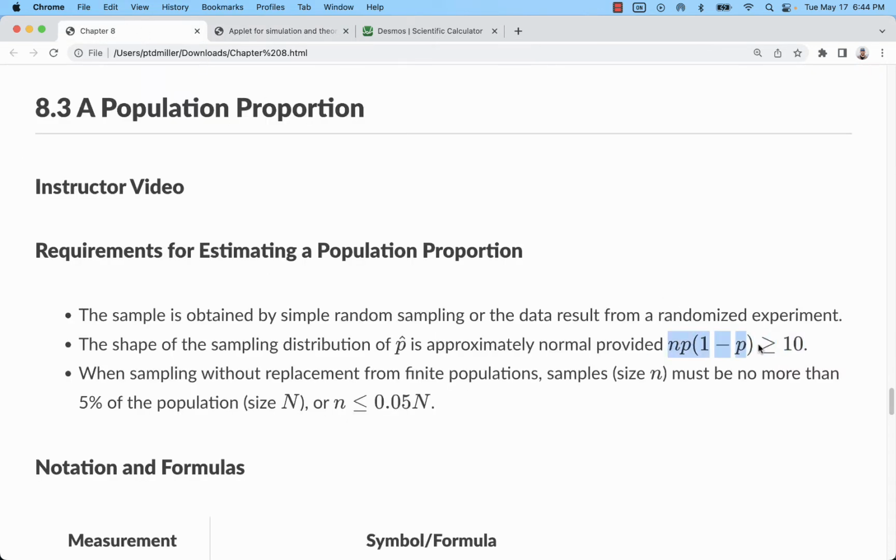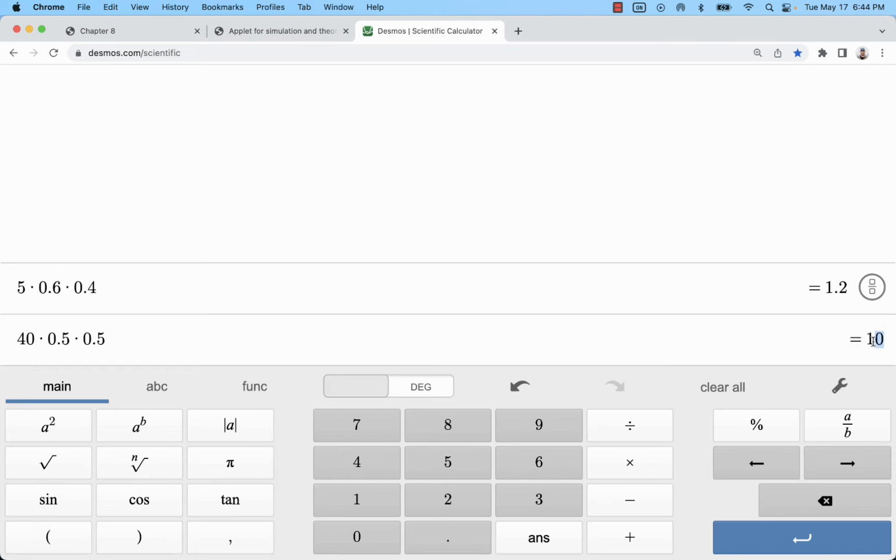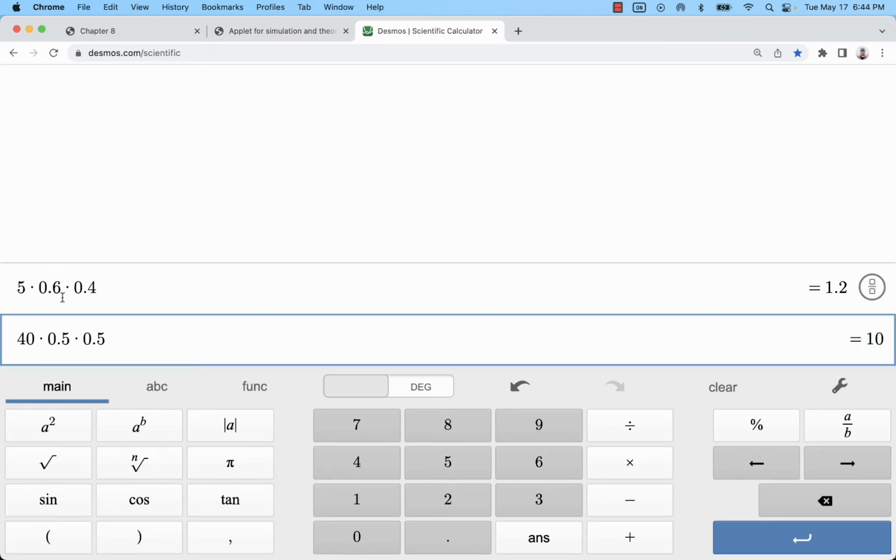So if you do meet this requirement, you don't even really run into that issue of such high variability. As long as you have n times p times 1 minus p at least 10, which for a 50-50 sample would be 40. So let me show you what I mean. 40 times p of 0.5 times 1 minus p of 0.5, that would hit your mark of 10. And as you skew more from that, you need to have a higher value of n.